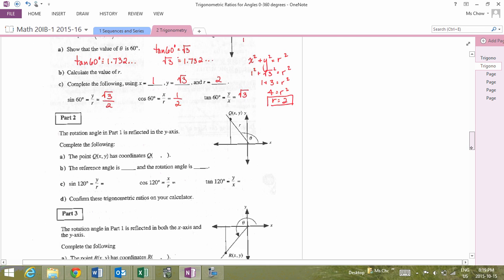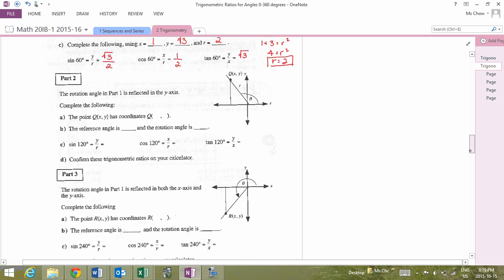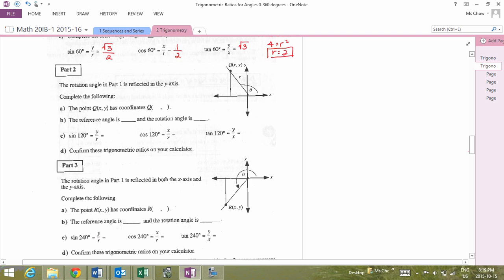So if we scroll down a little bit, part 2, the rotation angle in part 1 is reflected in the y-axis, so complete the following. So the point Q(x, y) has coordinates then, so if we're reflecting it, if you think back to what it was right here, point P was (1, √3), so if we reflect that, then the only thing that's actually changing is our x value, so we're looking at (-1, √3).